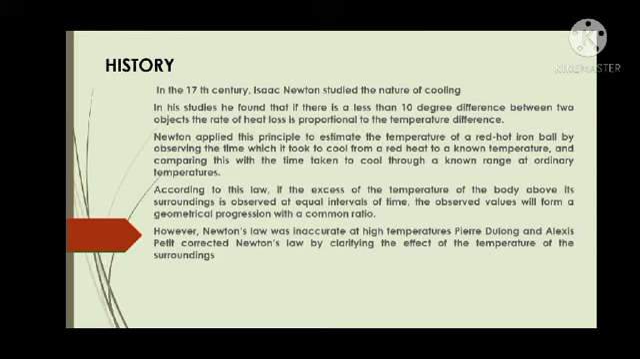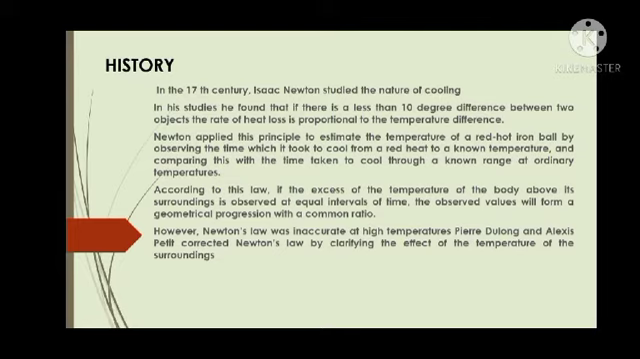In the 17th century, Isaac Newton studied the nature of cooling. In his studies, he found that if there is less than 10-degree difference between two objects, the rate of heat loss is proportional to the temperature difference. Newton applied this principle to estimate the temperature of a red-hot iron ball by observing the time it took to cool from a red heat to a known temperature and comparing this with the time taken to cool through a known range at ordinary temperatures.